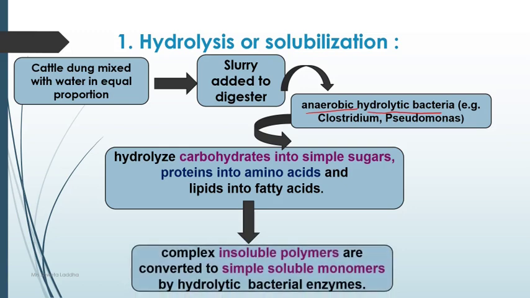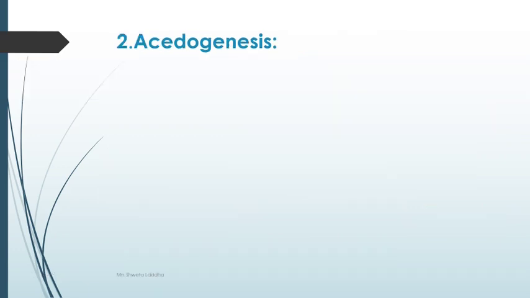Complex insoluble polymers, listen carefully, insoluble polymers, are converted into simple soluble monomers. And who is doing this? The bacterial enzymes. So hydrolysis or solubilization: simply, the slurry is added to the digester. Anaerobic bacteria like Clostridium and Pseudomonas are converting complex insoluble polymers into soluble monomers like sugars, amino acids, fatty acids. Is this clear? The second step is called acidogenesis or acetogenesis.